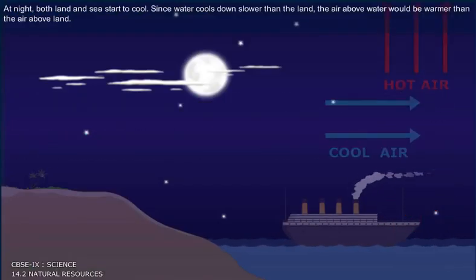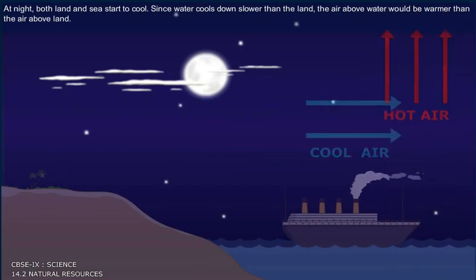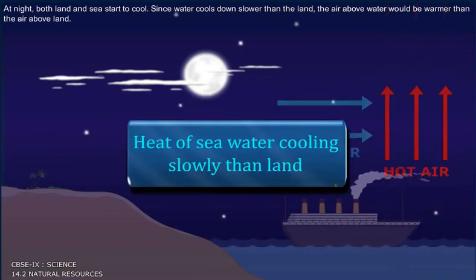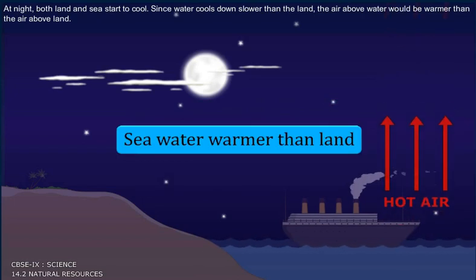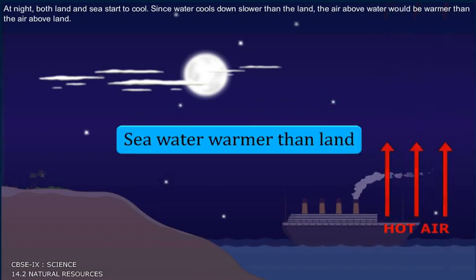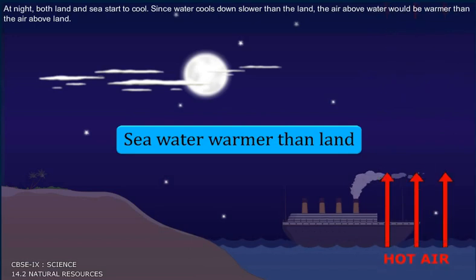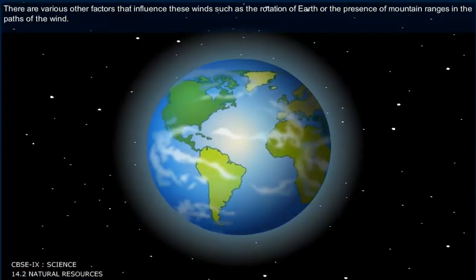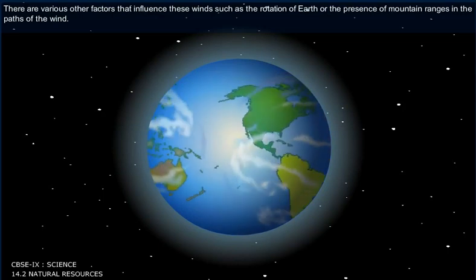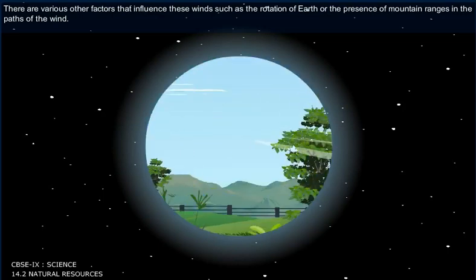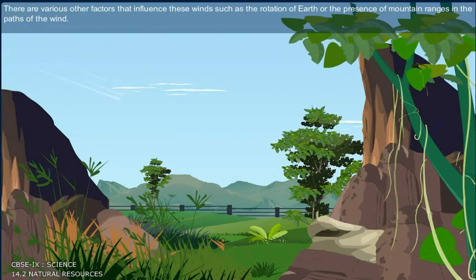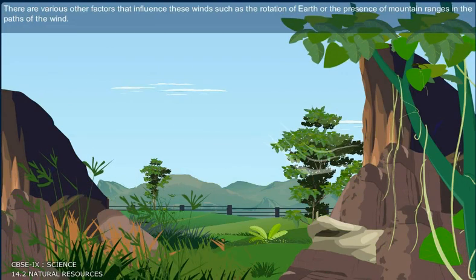During the day, the direction of the wind would be from the sea to the land. At night, both land and sea start to cool. Since water cools down slower than the land, the air above water would be warmer than the air above the land. There are various other factors that influence these winds, such as the rotation of the earth or the presence of mountain ranges in the paths of the wind.